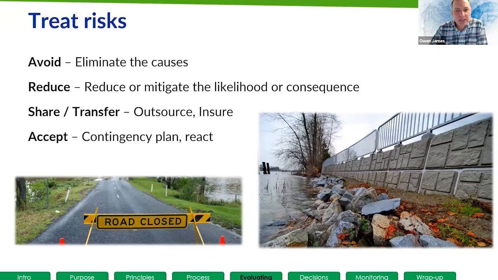So the images here show two very different strategies. On the left, they're managing the risk as it arises. And on the right, they've spent a lot of dollars to reduce the risk by building a wall. So two very different approaches here to managing risk or treating risks. The word treating risks, I know it doesn't quite resonate with me, but it is the commonly accepted term that's out there.